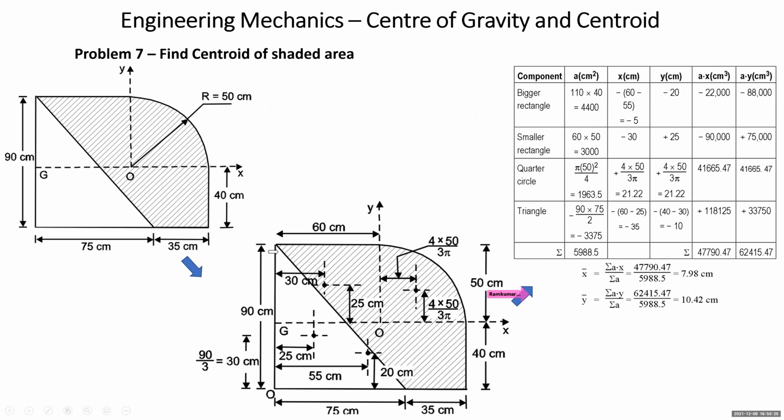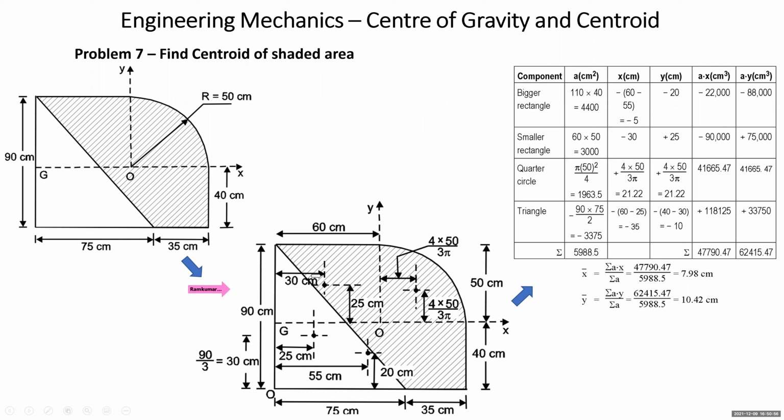Look at this side. You will take this as a rectangle, smaller rectangle, I'll call it. 60 is its width and depth is 50. This is another rectangle. This rectangle is of width 75 plus 35, that is 110, and this height is 40. Plus you will take this quarter circle. Quarter circle is positive, and last you will subtract this triangle. Triangle area will be taken as minus, negative. We'll subtract it.